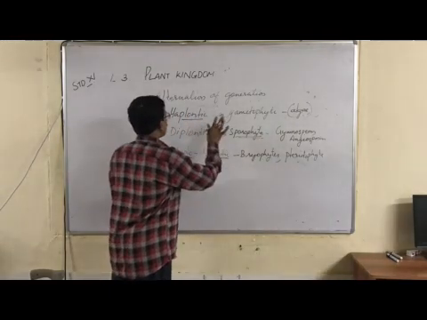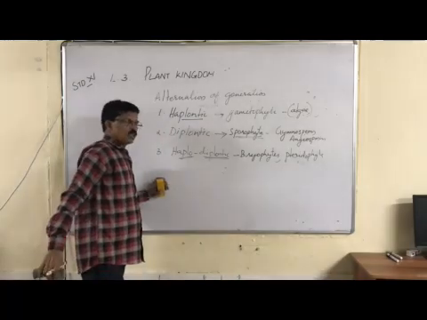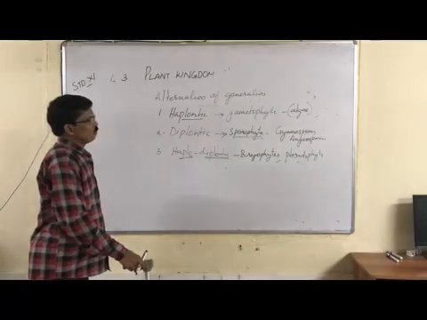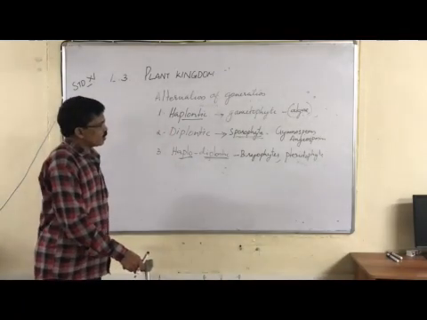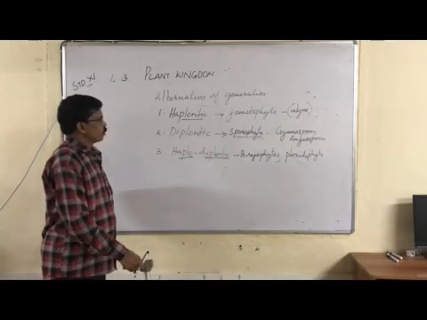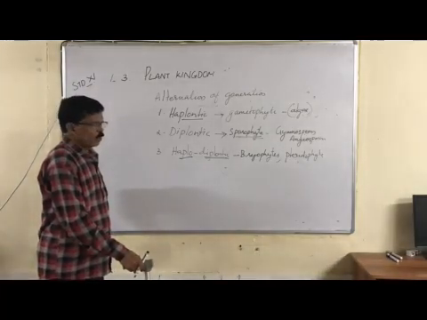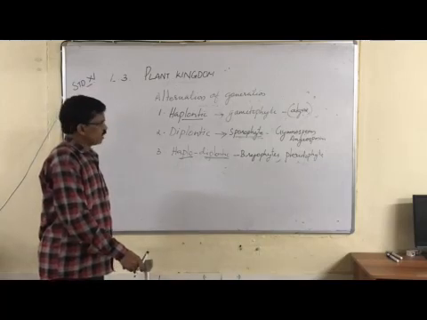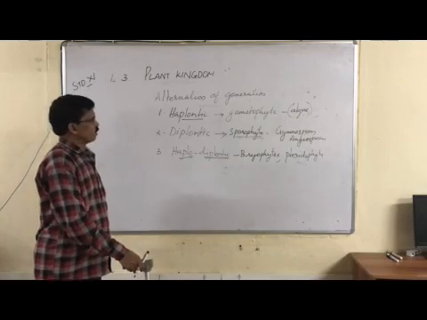So life cycles are of three types. Haplontic in algae, where the gametophyte is the major plant body with the sporophyte in a short phase. Then second, the diplontic life cycle, where the sporophyte is the major, predominant and dominant stage, in gymnosperms and angiosperms. Haplodiplontic, where the gametophyte and sporophyte have equal importance, in bryophytes and pteridophytes. That's all.